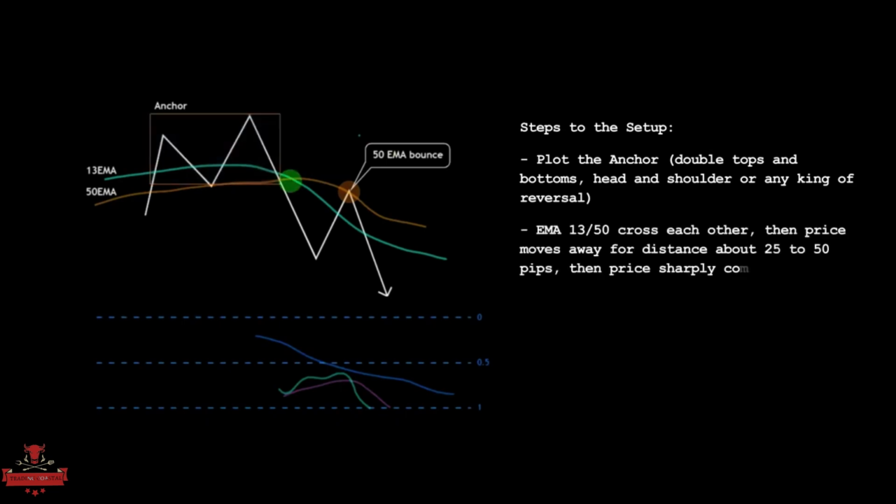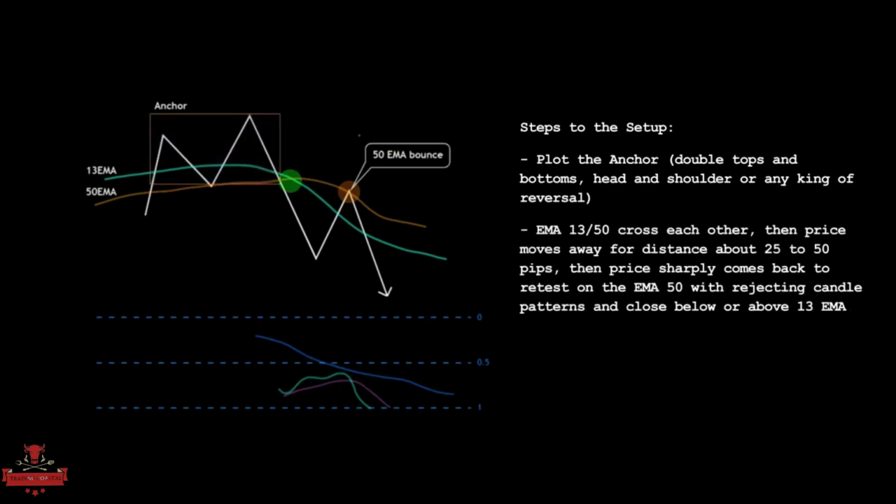Second, EMA 13 and 50 cross each other. After this event, price moves away approximately 25 to 50 pips. Price must come back to retest the EMA 50 with rejecting candle patterns, and the most important, it must close below or above the 13 EMA.